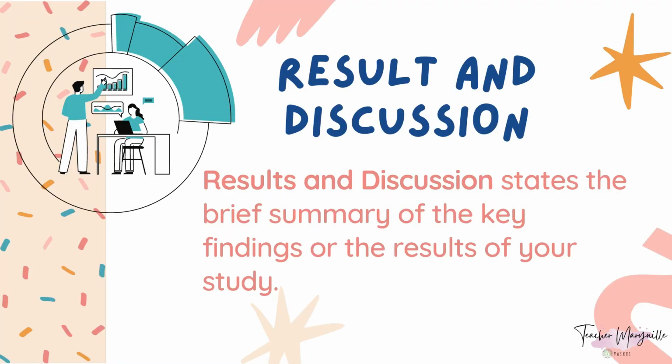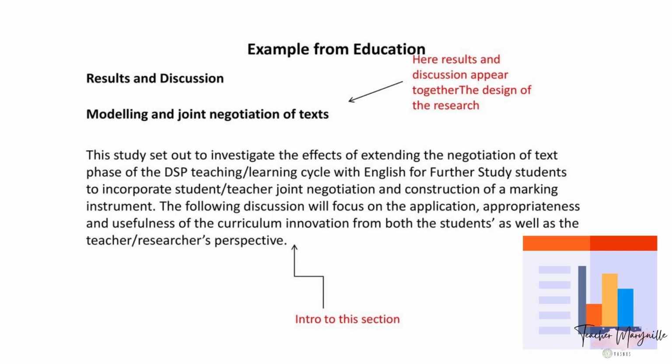The next is the result and discussion. The result and discussion states the brief summary of the key findings or the result of your study. Meaning after you collected the data, you try to interpret the data and write a report about the data. So here is an example of a result and discussion.